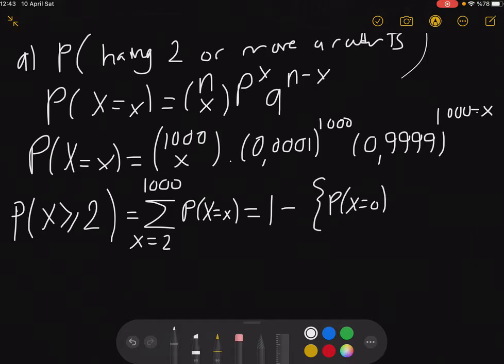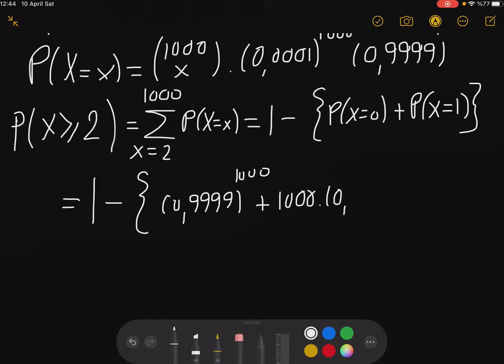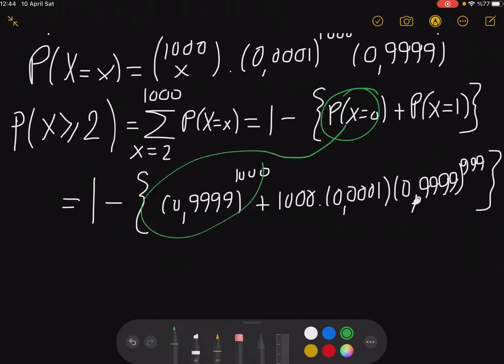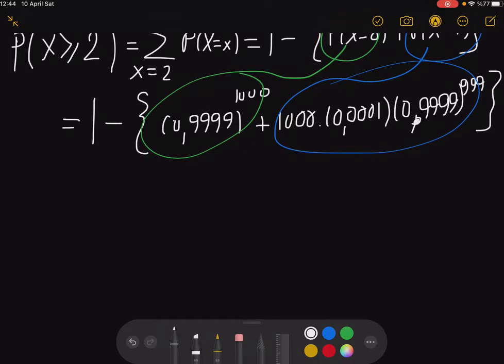I think you are with me now, because this is much more efficient, as you see. And the result will be 1 minus, 0.9999 to the 10,000, this is the probability for no accidents, plus 10,000 times 0.0001 times 0.9999 to the 9,999. Okay, this one corresponds to this one, hopefully, and this corresponds to this one. Now, even if you have a calculator, this is crazy, right?